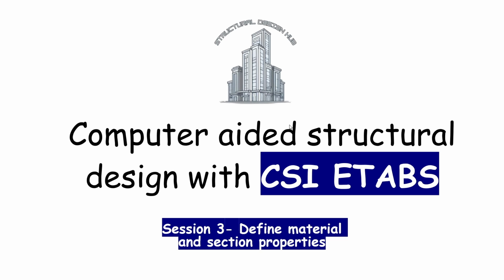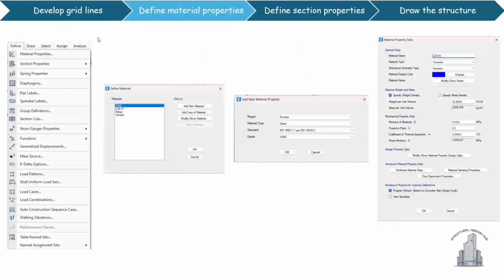Hello everyone. In today's lecture, we are going to talk about define material and section properties, which is the second step of modeling procedure. Let's move on to define material properties. To define material, you have to go to define menu in the menu bar and select material properties. Then define material window will open.